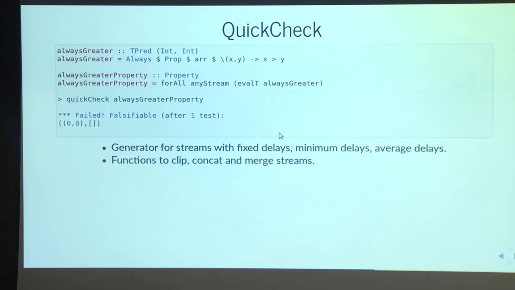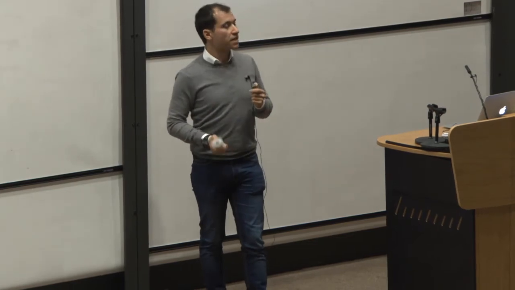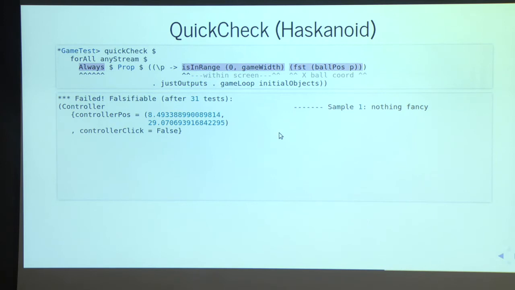And it seems like this is very elementary. This is almost nothing, but it's actually useful. And we have a game, it's open source, an Arkanoid Haskell implementation. And one of the properties that we wanted to know is, is the ball always within the screen boundaries? And we ask QuickCheck, is the x coordinate of the ball always between 0 and the screen width? And QuickCheck said, no. And it started giving us a counterexample.